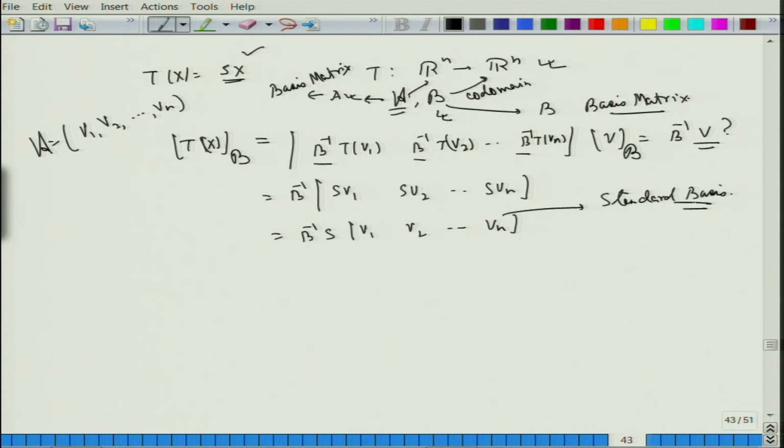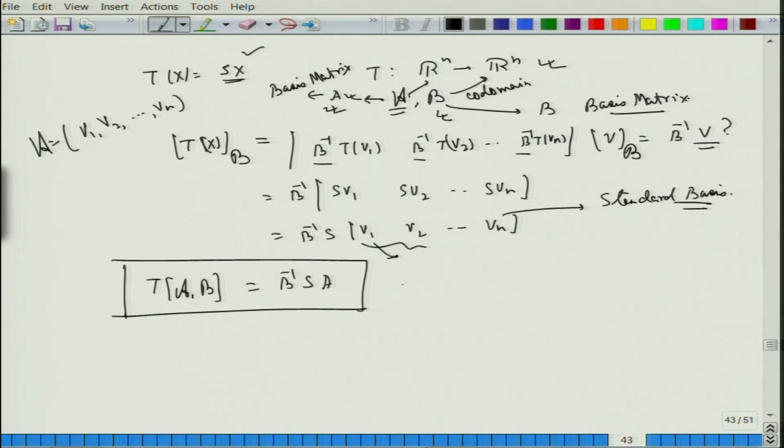So we wanted to write it in terms of A, and therefore the idea of A inverse will come into play. What we saw was that this matrix T of AB turns out to be B inverse SA. You can see here, again each has to be written in terms of A, so A will come, and this is what we had, this was your T of AB. So recall this part.